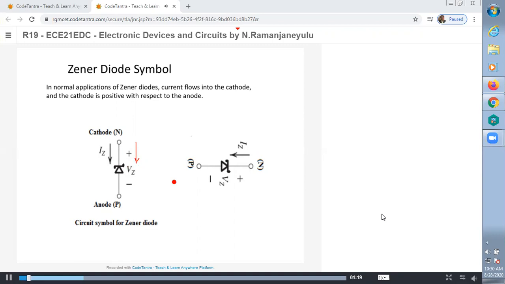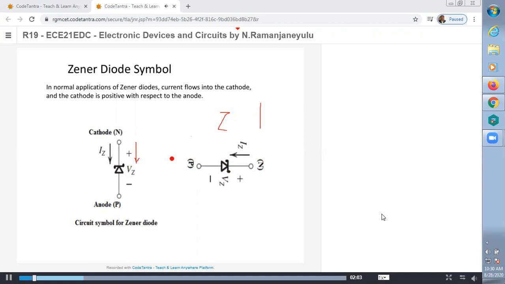Now, coming to the symbol here. Observe here. It looks like a normal PN junction diode. But on the cathode side, there is something like a jet form. Whereas in a normal PN junction diode, it is a vertical line, in the Zener diode the symbol is like a jet. Here the jet indicates Zener, the scientist's name, who first invented the tunneling concept, the tunneling mechanism, in the reverse bias PN junction diode.